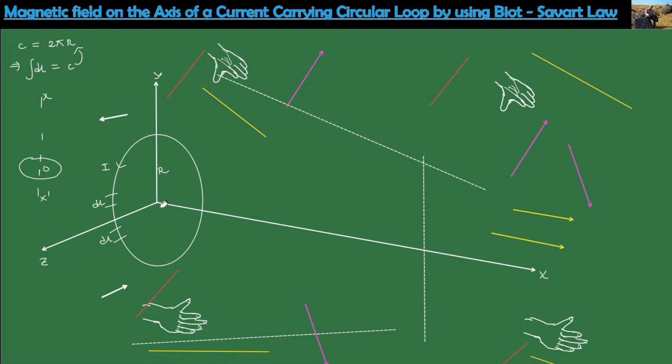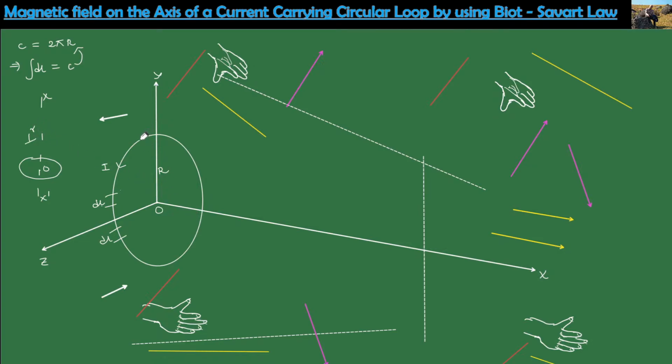This is the center of the coil, and we have placed this coil in such a way that it is lying on the YZ plane. The coil is lying on the YZ plane, and this x-axis is the axis which is perpendicular to the coil.